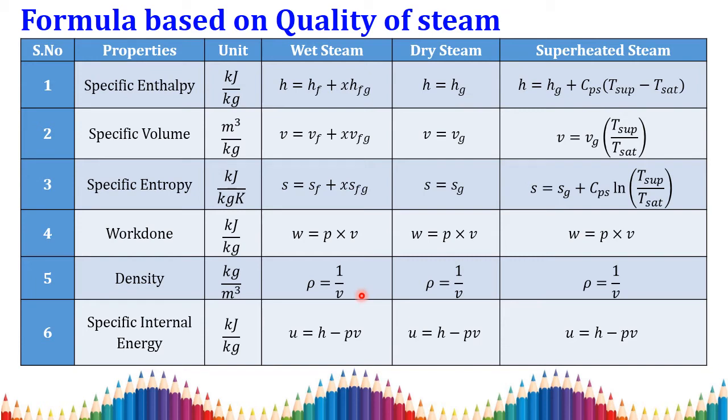Then the specific internal energy can be determined by the relation H is equal to U plus PV. So with this we can write the specific internal energy U is equal to H minus PV. The specific enthalpy H and the specific volume will depend on these formulas. Whatever the state conditions are, the specific energy will vary, but the formula for the internal energy for all the three cases is the same. Okay.